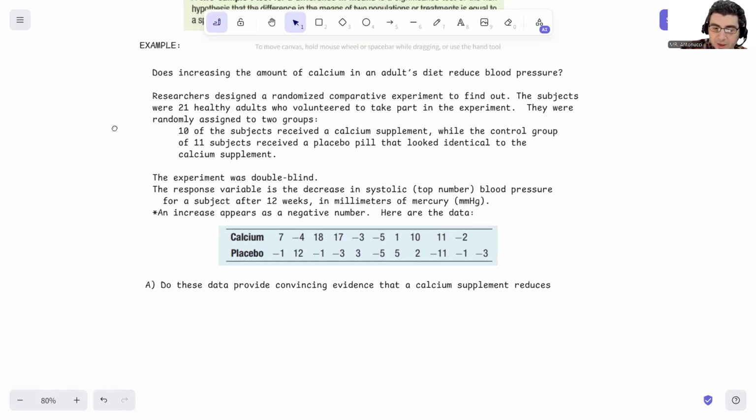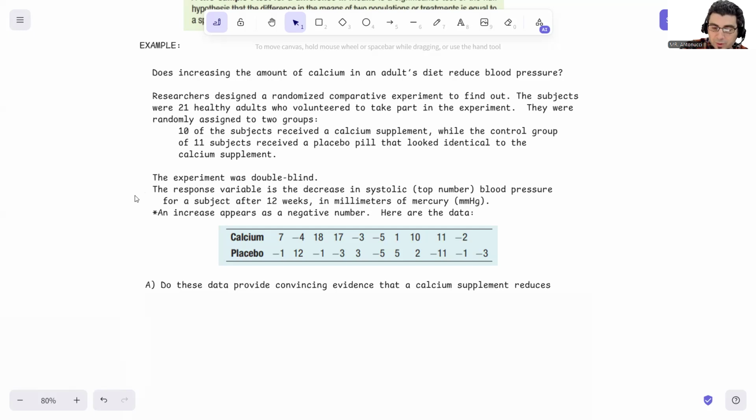Does increasing the amount of calcium in an adult's diet reduce blood pressure? Researchers designed a randomized experiment to find out. The subjects were 21 healthy adults who volunteered to take part in the experiment. They were randomly assigned into two groups. 10 of the subjects received a calcium supplement, while the control group of 11 subjects received a placebo pill that looked identical to the calcium supplement. The experiment was double-blind, meaning neither the subjects nor the ones administering knew whether they were getting the supplement or the placebo.